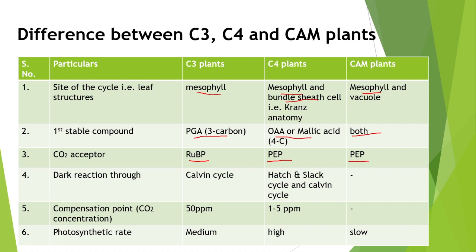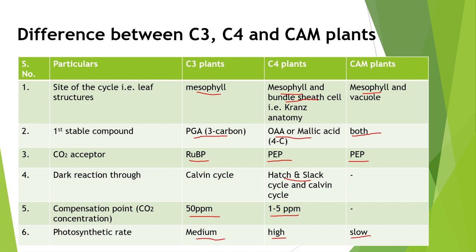Next point of comparison is the dark reaction, through the Calvin cycle in C3 plants, and the Calvin cycle and Hatch-Slack cycle in C4 plants. The compensation point for C3 plants is 50 ppm and for C4 plants it is 1 to 5 ppm. The photosynthetic rate is highest in C4 plants, then C3 plants, and the least in CAM plants. The biomass production is highest in C4 plants, then C3 plants, and the least in CAM plants.